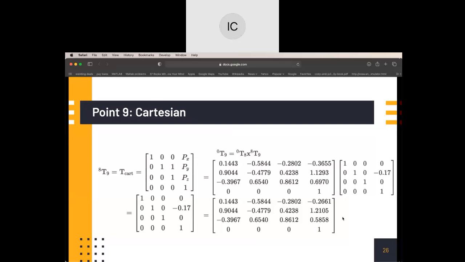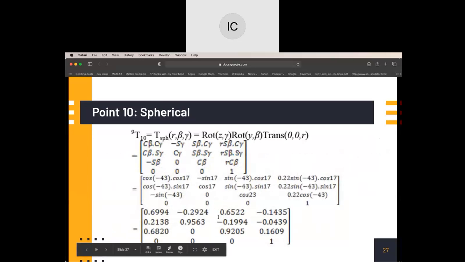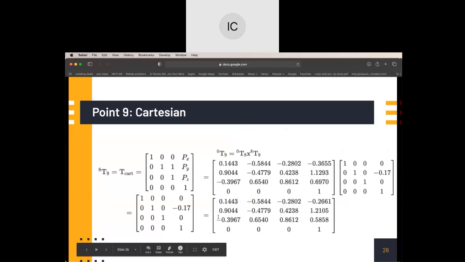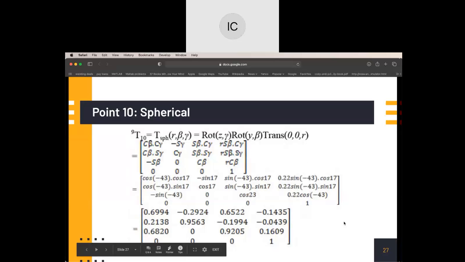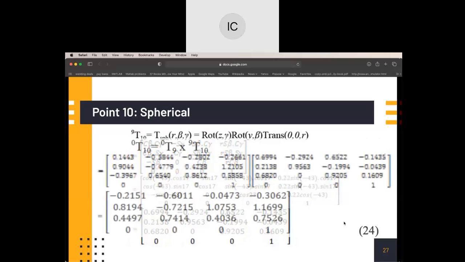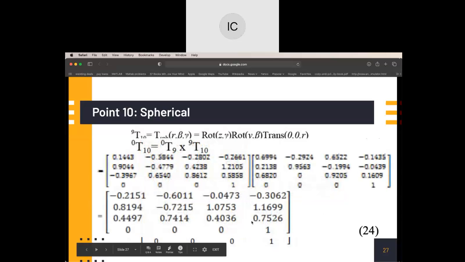Point 9 performs as Cartesian. The movement is negative 17 meters along the y-axis. Moving on to point 10, we have 2 different steps here. Here's the second matrix. It's kind of blurry, but it's right in the middle of the slide.